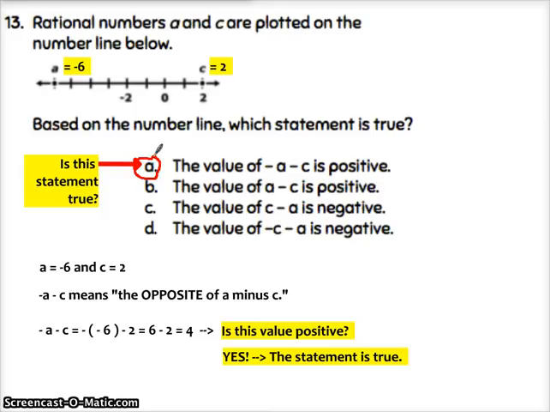Now, if A had not been the correct answer, you would have had to keep going. Like if this turned out to be a false statement, you would have had to check them all until you got to the one that was true. But in this case, the first one happened to be the correct answer. There's only one true statement, so I can stop there. I don't have to check the others.